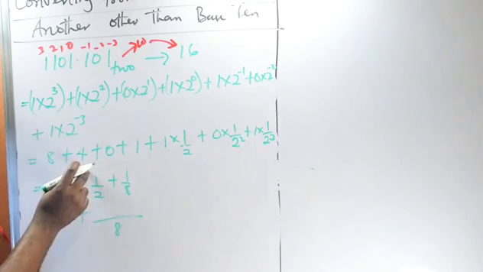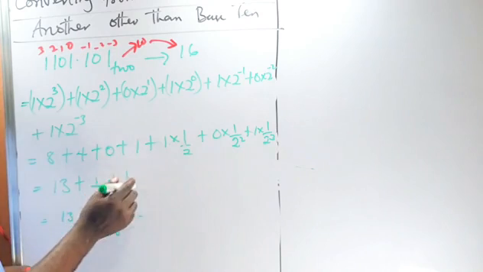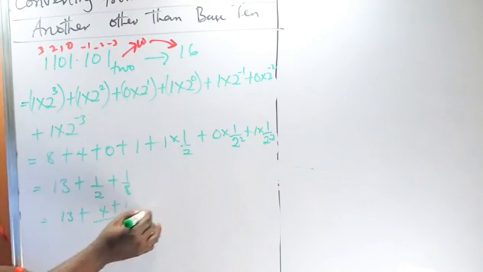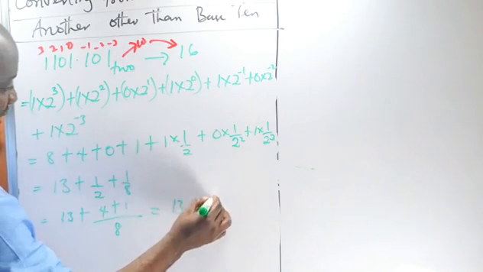2 in 8 is 4. 4 times 1 is 4. Plus 8 in 8 is 1. 1 times 1 is 1. So that we're going to have this 13 plus 5 all over 8.